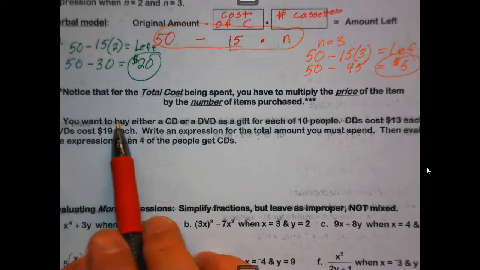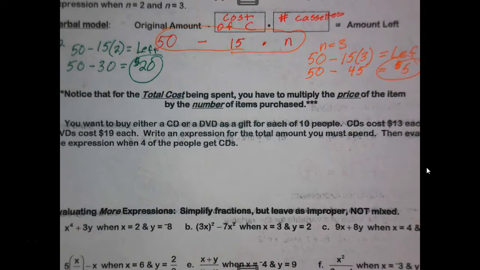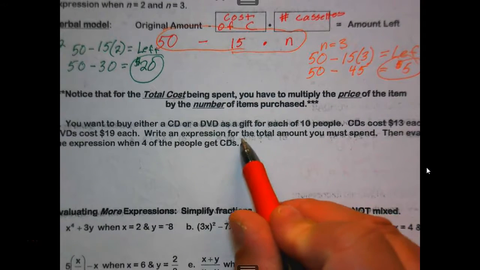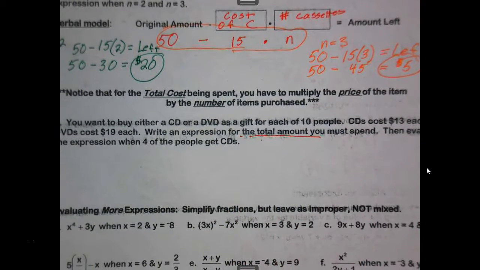Number two, you want to buy either a CD or a DVD as a gift for each of 10 people. CDs cost $13 each, and DVDs cost $19 each. Write an expression for the total amount you must spend. So there's part one. Then evaluate the expression when 4 of the people get CDs. So we've got two parts to this one.